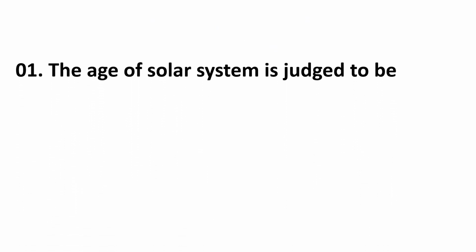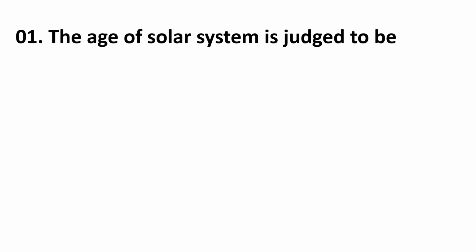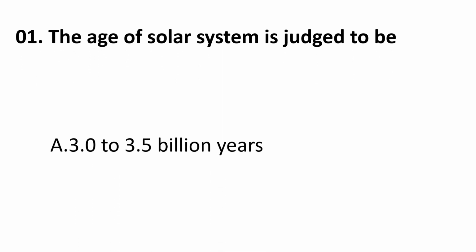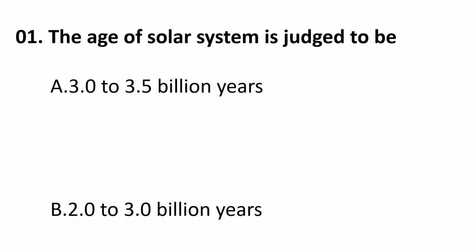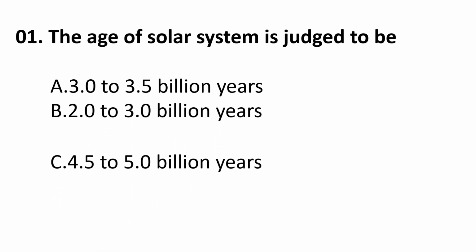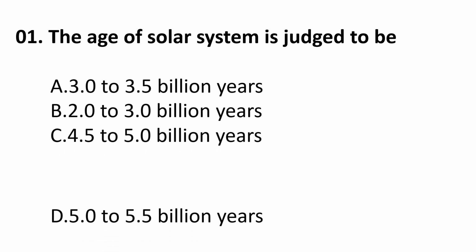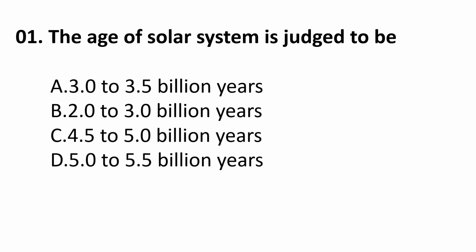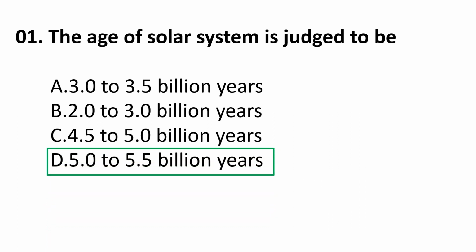Coming to the first question, the age of the solar system is judged to be. Choices are A, 3 to 3.5 billion years, B, 2 to 3 billion years, C, 4.5 to 5 billion years, D, 5 to 5.5 billion years. So the correct answer is D, 5 to 5.5 billion years.